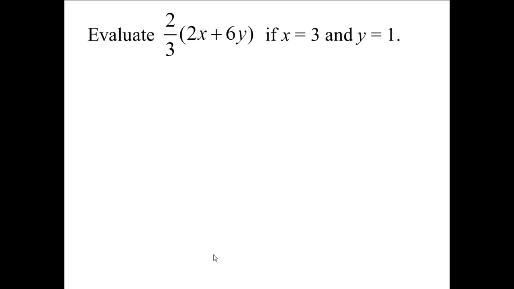Evaluate 2/3 times the quantity 2x plus 6y if x equals 3 and y equals 1. 2x means 2 times x, so this 3 will go in place of that x. 6y means 6 times y, and this 1 here goes in place of this y.